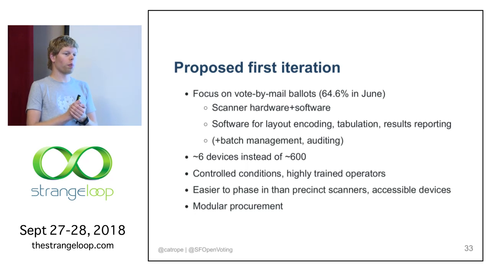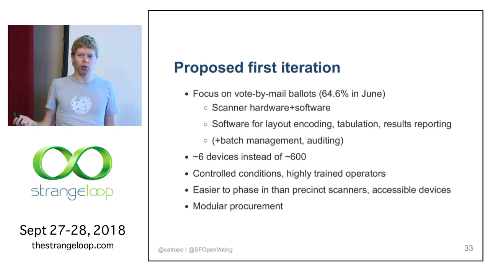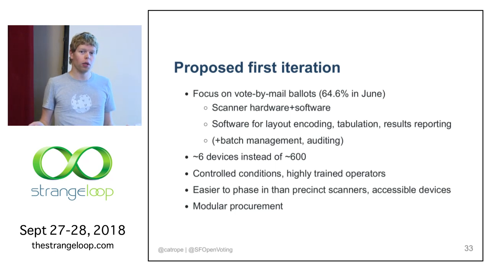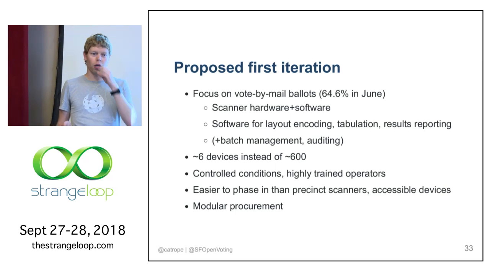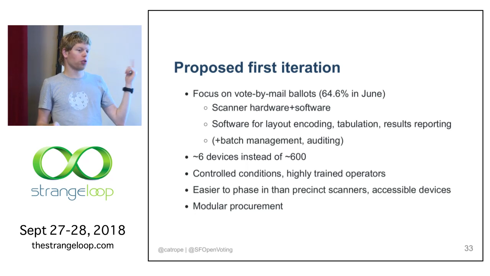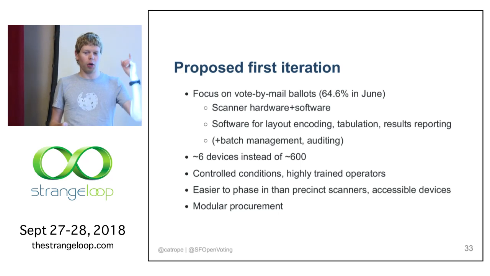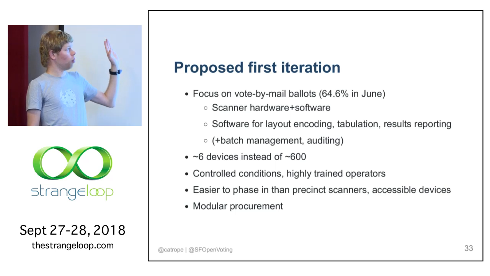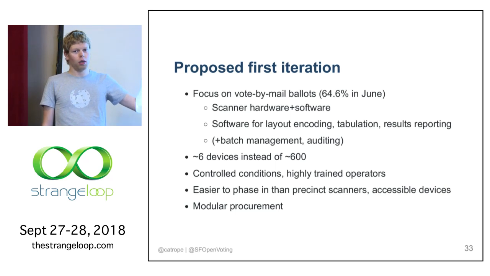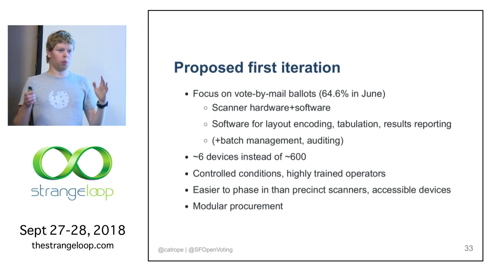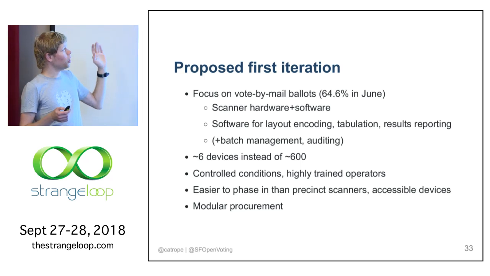So the first iteration that we're proposing here, because you should develop this iteratively, that's how things work in the real open source software world, is to start with vote by mail ballots. San Franciscans love to vote by mail. In the November 2016 election, 63% of our votes were cast by mail. And in this past June, it was almost 65%. And I think that's just going to keep going up, and we'll hit 2/3 before 2020. So if you're able to do vote by mail ballots only, you're actually covering the vast majority of ballots already. It is the predominant use case. So to do that, you need surprisingly little.